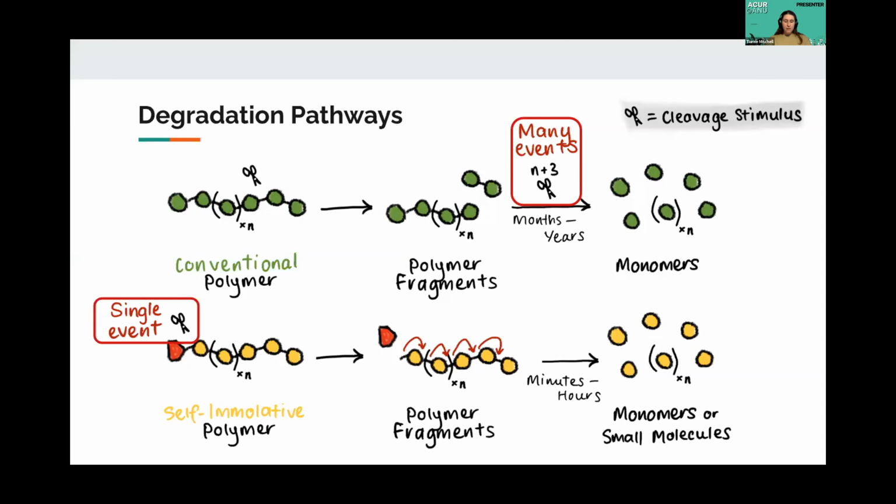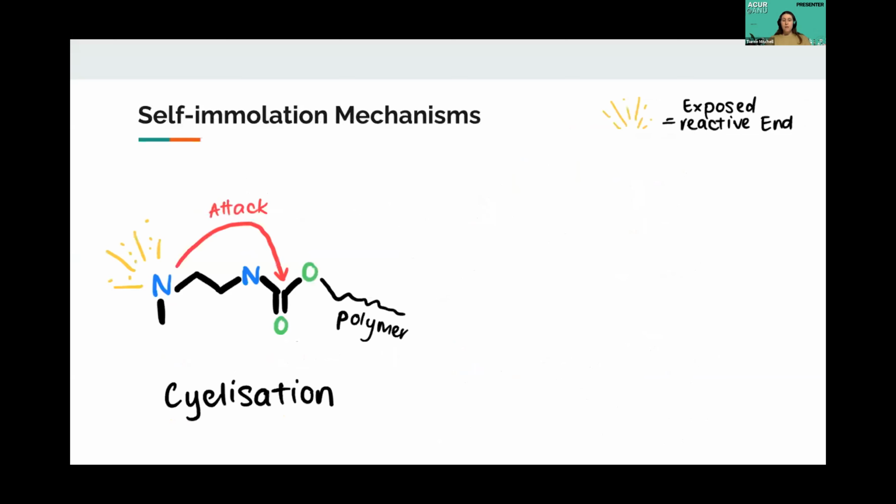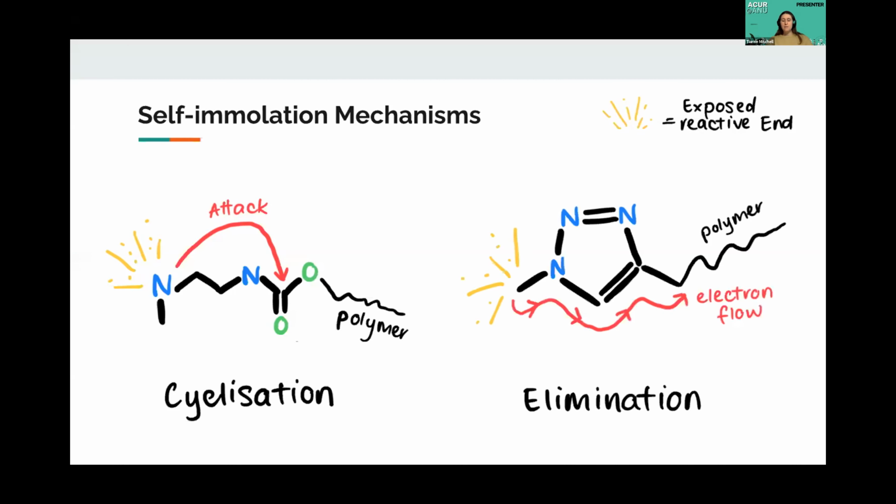So the current motifs degrade by either one or a combination of the following two mechanisms. The first is cyclization, where the reactive end of our polymer attacks another part on the polymer, forcing and ejecting out a small cyclic molecule. The other mechanism is an elimination mechanism, which also ejects out a small cyclic molecule. However, this time it's in response not to an attack on the polymer, but in response to the flow of electrons from the newly exposed end back into the polymer itself.